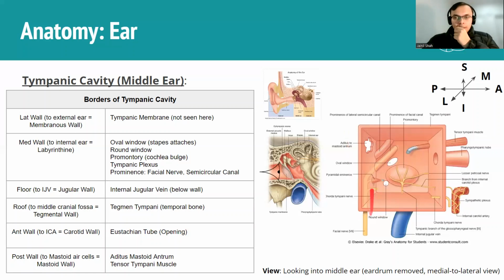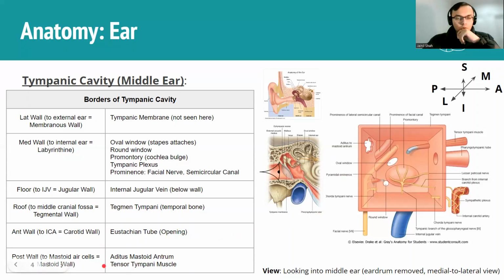On the posterior wall, so at the back, we have the mastoid air cells lying behind that wall, and so we call it the mastoid wall, which is essentially the mastoid bone that lies behind your temporal bone, or posterior temporal bone. And the opening that leads into the mastoid air cell spaces is called the aditus to the mastoid antrum. Harder to appreciate in this diagram here, again, because posterior would be behind these bones and you can't really see that well behind it.